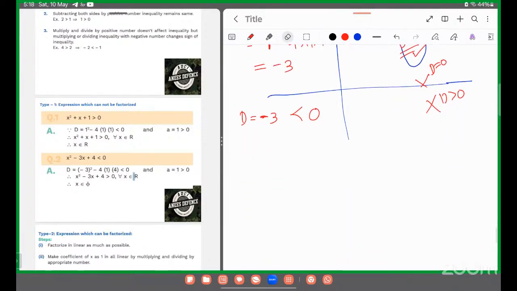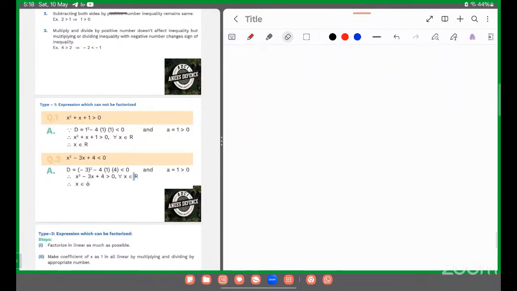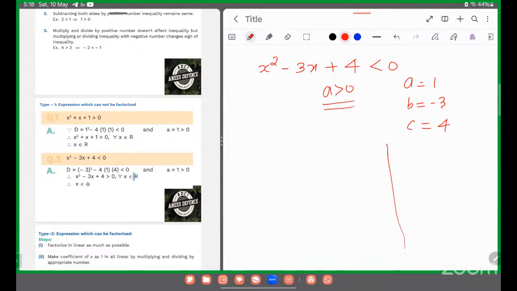Similarly, the second question, if you consider, here it is given as x square minus 3x plus 4 is less than 0. What is the value of a? 1. What is the value of b? Minus 3. What is the value of c? 4. Since a is greater than 0, the graph will be upward.